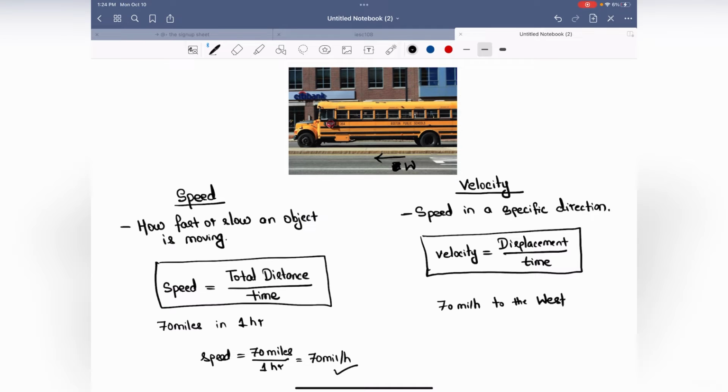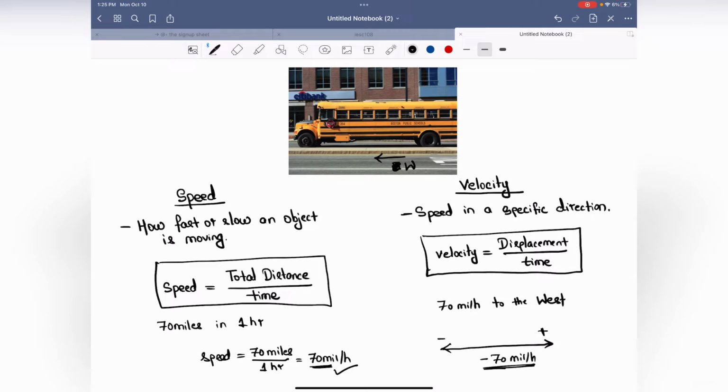Or as you will see in our future classes, we will be using positives and negatives. So when something goes to the left, we say negative, something goes to the right, we say positive. So if the bus is going to the left, we'll say negative 70 miles per hour is the velocity. Whereas speed is just 70 miles per hour. Speed is never positive or negative. It's just the number, which is actually positive, but it can never be negative.